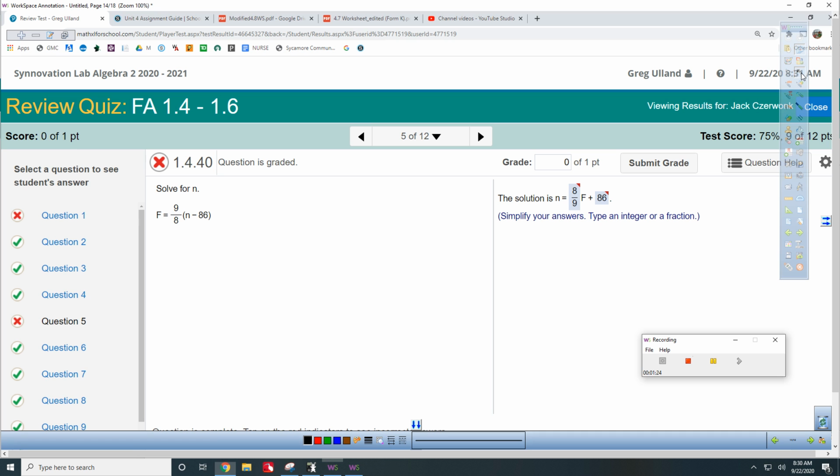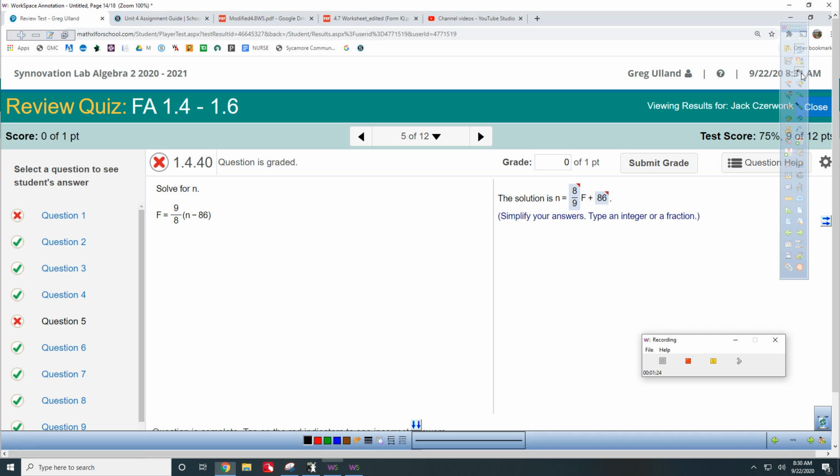Alright, another hard one, Jack. So these are the ones you're struggling with: how to solve an equation for a letter. Okay? Now, if you're using photo math or something to solve the other ones, don't do that. It's not going to help you. So, solve this thing for n.